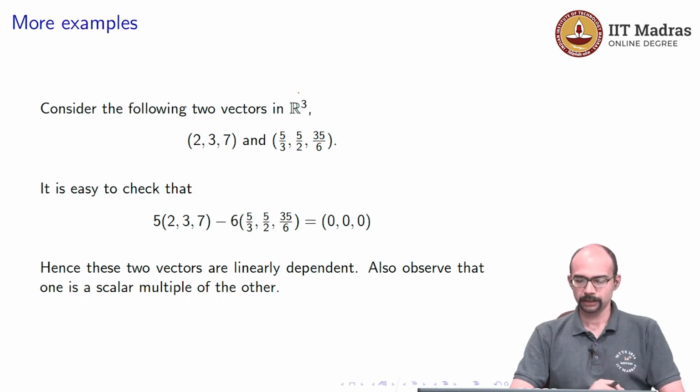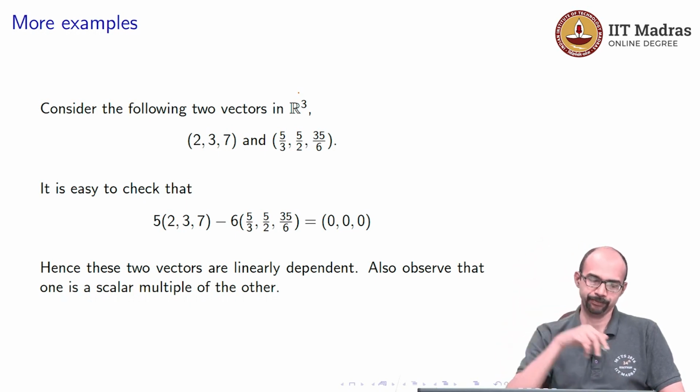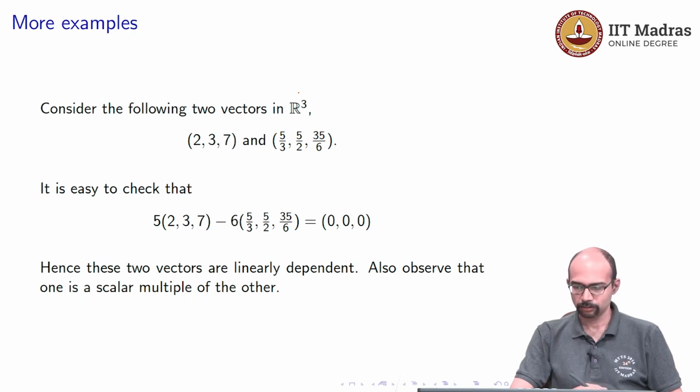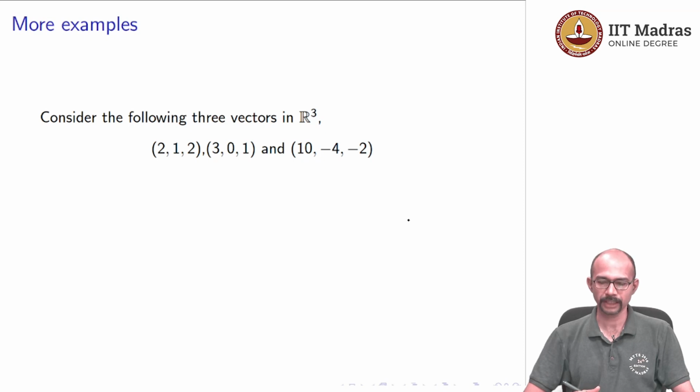And note that the way this worked is that they are scalar multiples of one another, right. If you draw 5 thirds, 5 halves, 35 by 6, and if you draw 2, 3, 7, they will appear on the same line. That is clear, because if you scale one of them by 6 and the other by 5, they give you the same vector. Okay. So in other words, if two vectors are linearly dependent, then essentially one is a multiple of the other. Okay, so let us continue and study one more example.